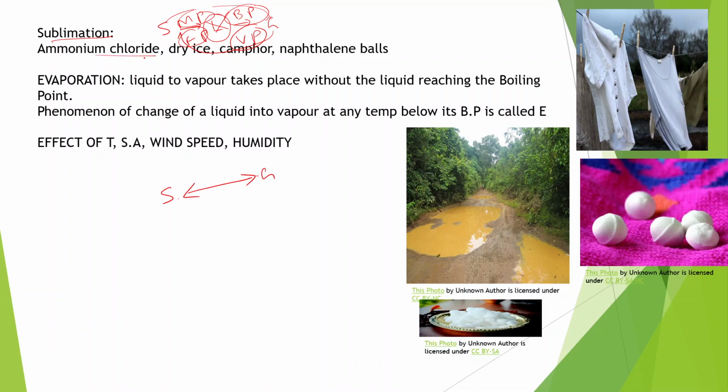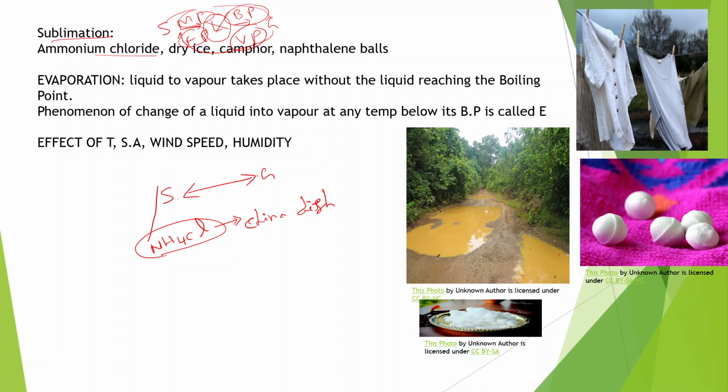An example is ammonium chloride, NH4Cl. If you take this NH4Cl in a China dish, which is just like a beaker but very accurate in taking the amount, that's why we will take a China dish.